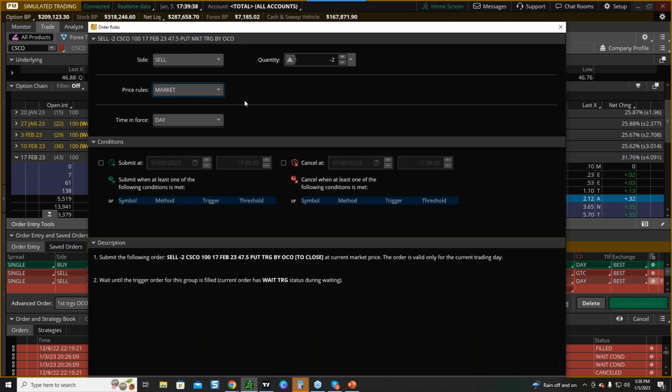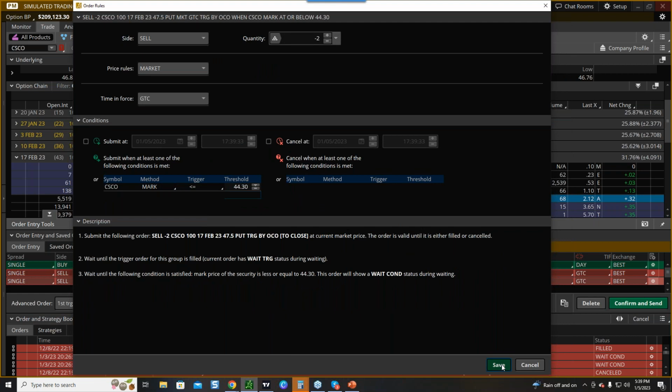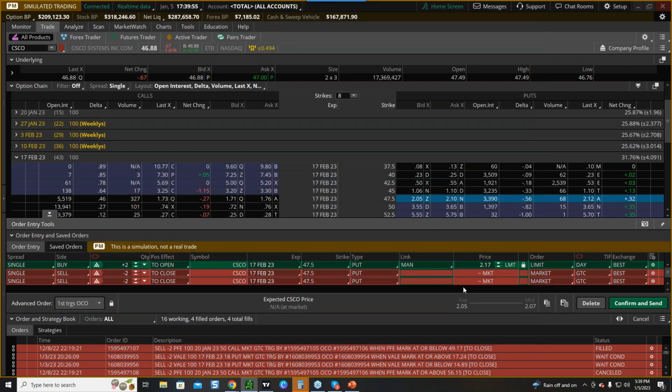So now the profit target. I'm going to sell good for close. I'm going to sell the premium at market if Cisco marks less than or equal to $44.30. I just pull that right off the stock chart. So once I have this, there's my 3 tickets, all in one. I've got my entry, my buy, and I've got my 2 exits.